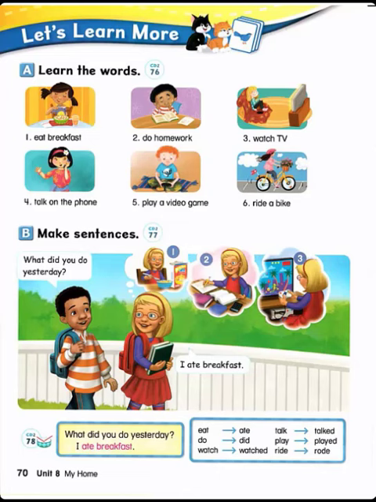Page 70. B. Make sentences. What did you do yesterday? I ate breakfast. Number 1. What did you do yesterday? I ate breakfast. Number 2. What did you do yesterday? I did homework. Number 3. What did you do yesterday? I played a video game.